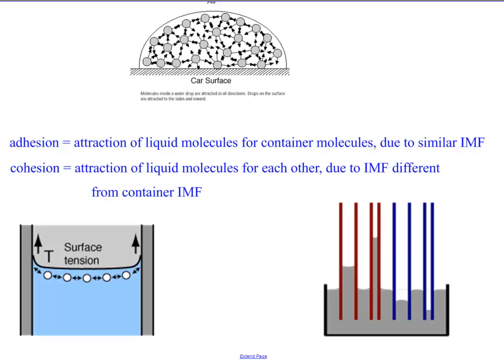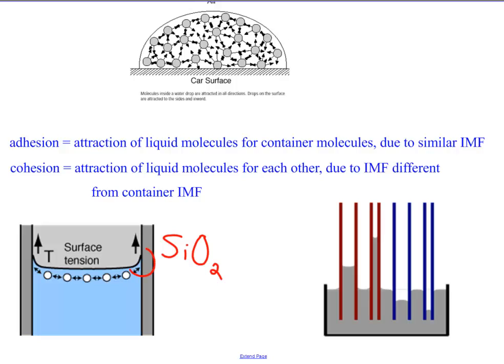For example, look at the diagram on the left. We have water, which is a polar substance, and in this case we have a container that is made of something that is also somewhat polar. In this case it's probably glass. Silicon dioxide is the primary substance in glass, and it is a relatively polar substance. So there are going to be attractive forces between the water molecules and the glass molecules.